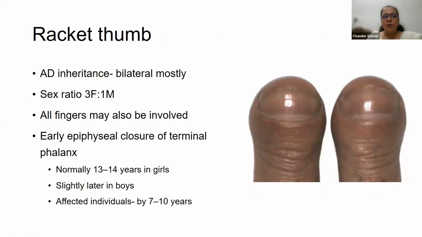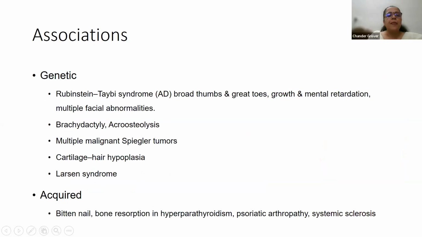Racket thumb, a form of Brachyonychia only, where the thumb is affected. So you see a short nail with much more width as compared to length, on both thumbs. And this may involve other fingers also, in the syndromic form. This happens because of early epiphyseal closure of the terminal phalanx. Associations include Rubinstein-Taybi syndrome, multiple malignant Spiegler tumors, cartilage hair hypoplasia, and Larsen syndrome, not Sjogren-Larsen, Larsen.